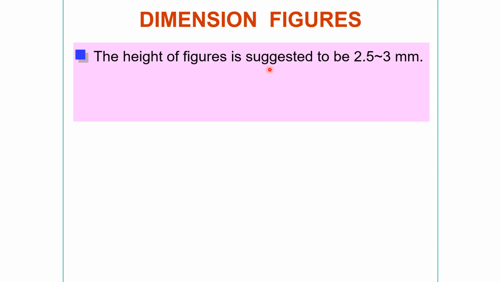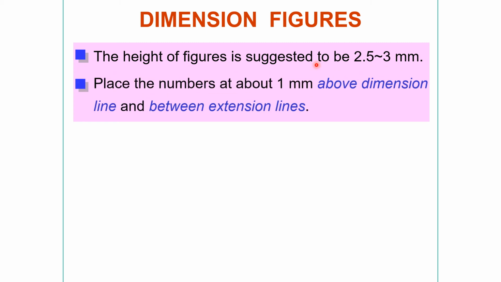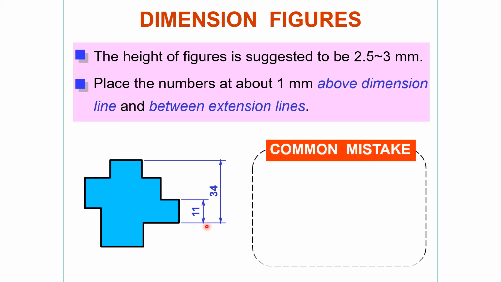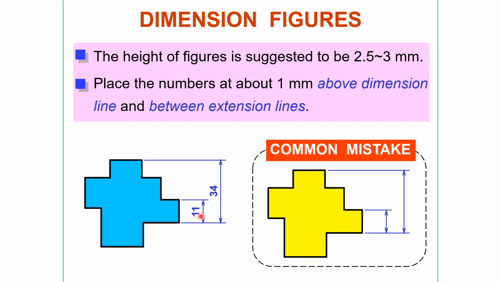The height of figures is suggested to be 2.5 to 3 mm. Place the number about 1 mm above the dimension line and between the extension lines. Here is the right way. The mistake is that it is just congested. Now that is looking good, so this way is right. This is also right, but this is not a good practice, and this is a good practice.